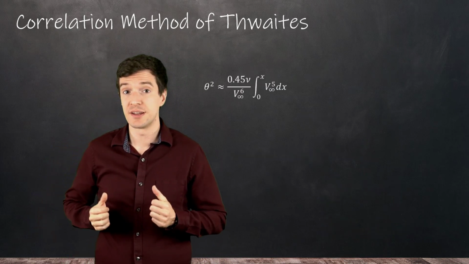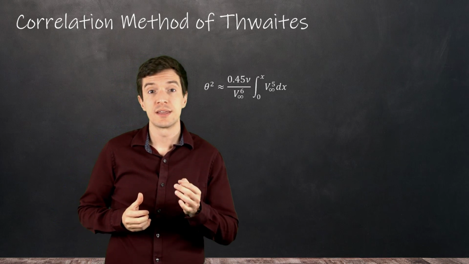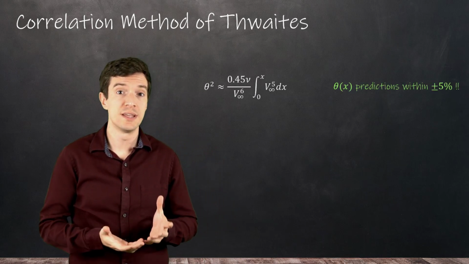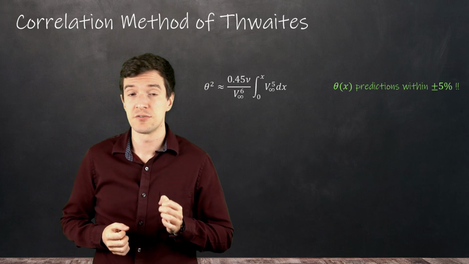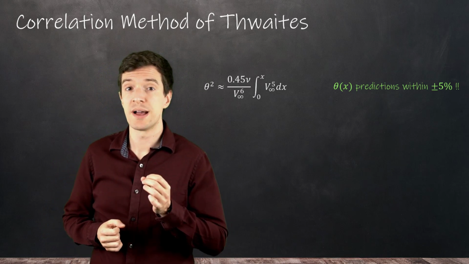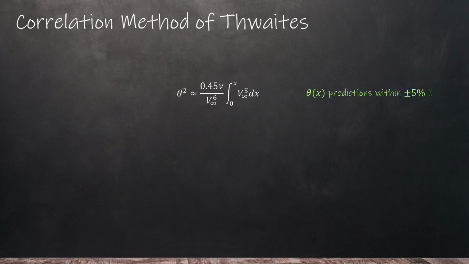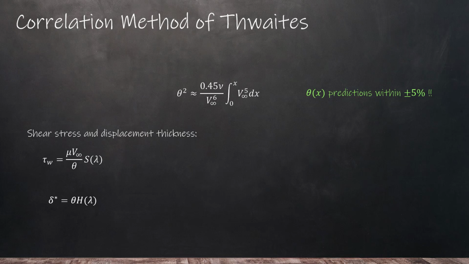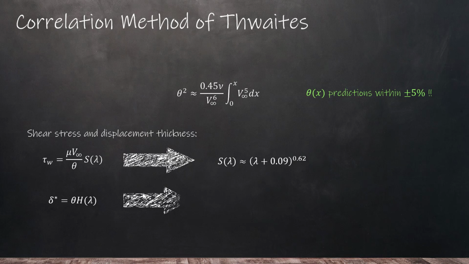The final quadratic relation for the momentum thickness gives us an accurate prediction of the data within 5% for favorable or mild adverse pressure gradients and within 15% near separation points. We can also estimate the shear stress and the displacement thickness once we know the momentum thickness, using the following expressions, where we can use a curve fit for the shear function and a polynomial form for the shape factor function.